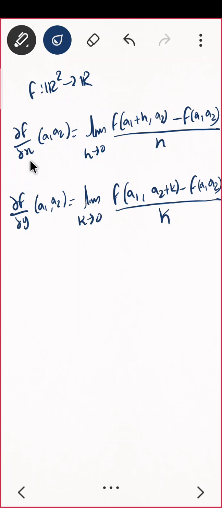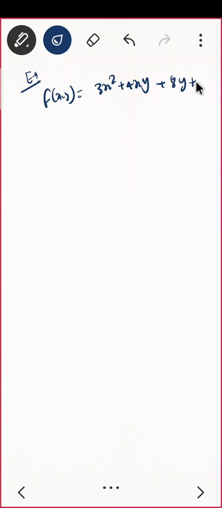For x, x was the first variable, so the increment of h was made in the first variable. If I am differentiating with respect to y, then the increment of k is made in the second. Okay? Now let us do some problems, then you'll realize.